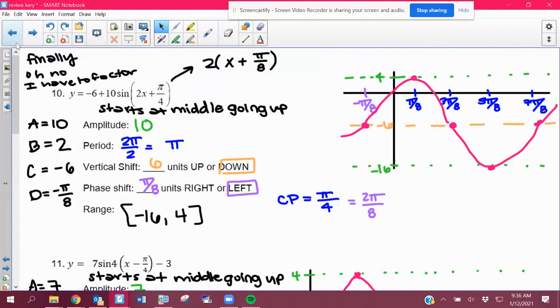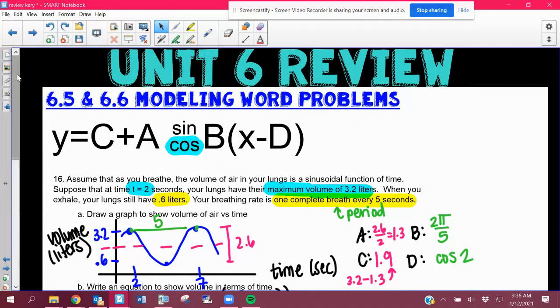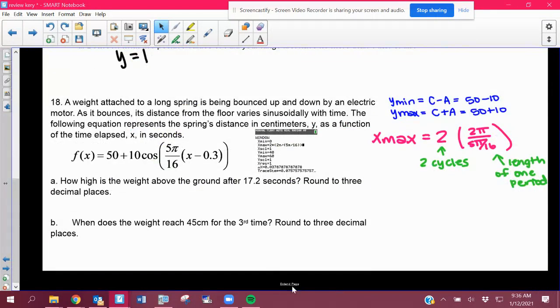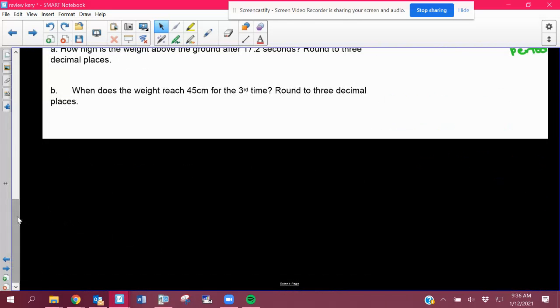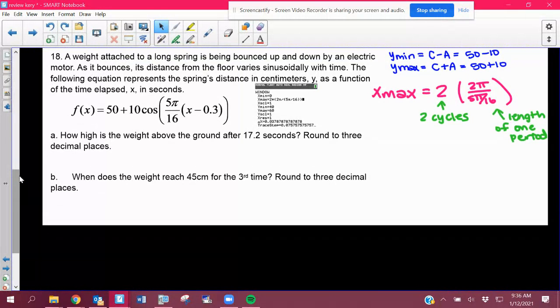Okay, the last type of word problem you might see, as I go through this entire key, looks like this one, where they actually give you the equation. And I think we've seen this a few times in MyMathLab. So this one's saying a weight attached to a long spring is being bounced up and down. As it bounces, its distance from the floor varies sinusoidally with time. Awesome, I know that it's periodic. The following equation represents the spring's distance in centimeters as a function of the time elapsed.